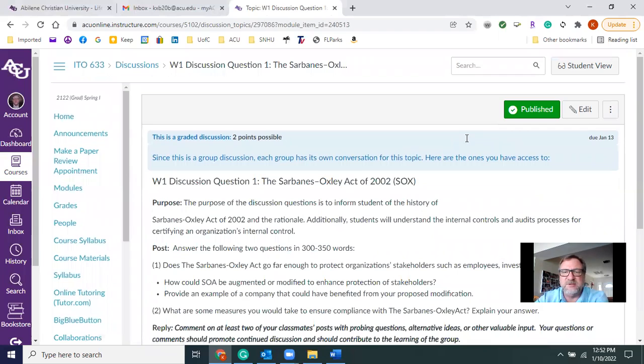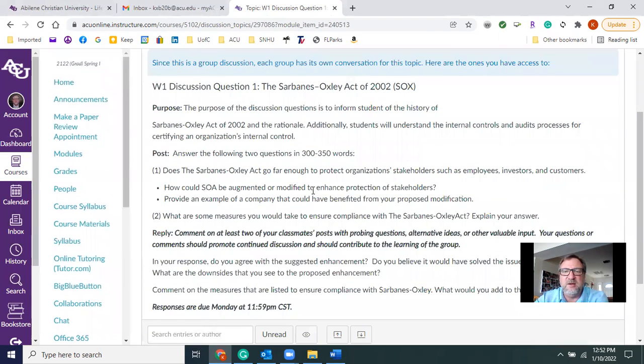And then the other discussion, of course, is going to be on Sarbanes-Oxley, or SOX of 2002. And like I said, we'll get into how it can be modified to protect current stakeholders, and really expand. Don't just give a definition of Sarbanes-Oxley. Look for some current examples of how it's impacting organizations, and provide a robust discussion with your fellow students and colleagues.